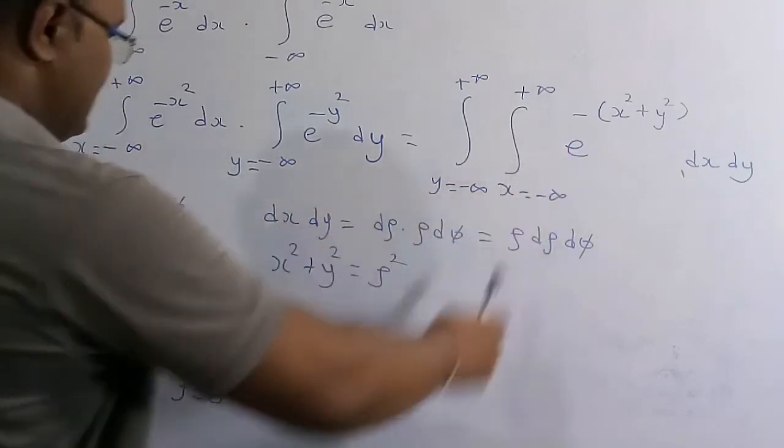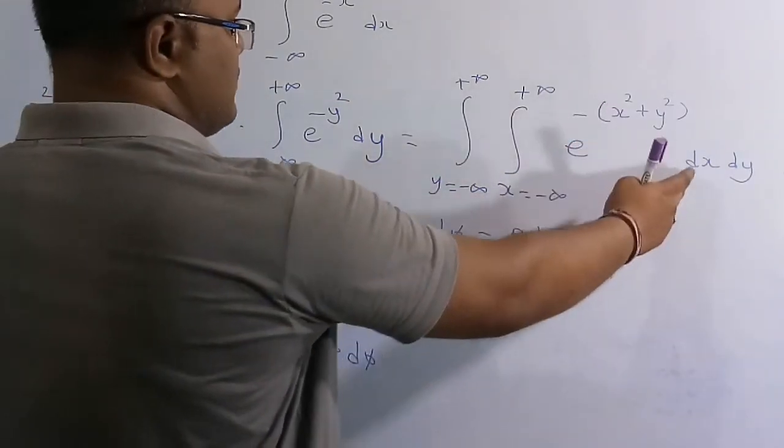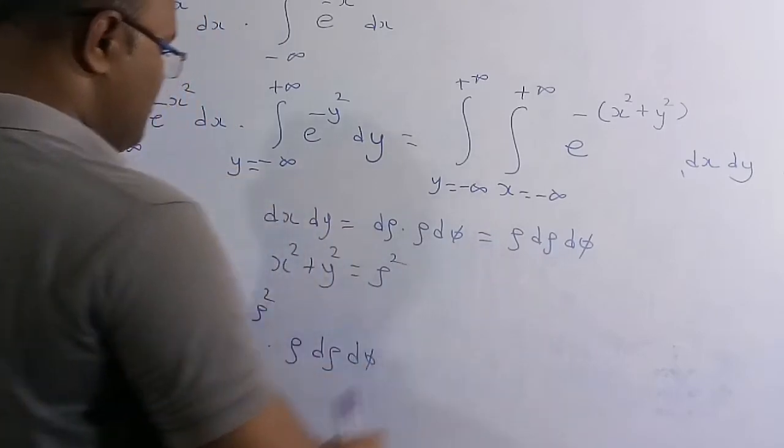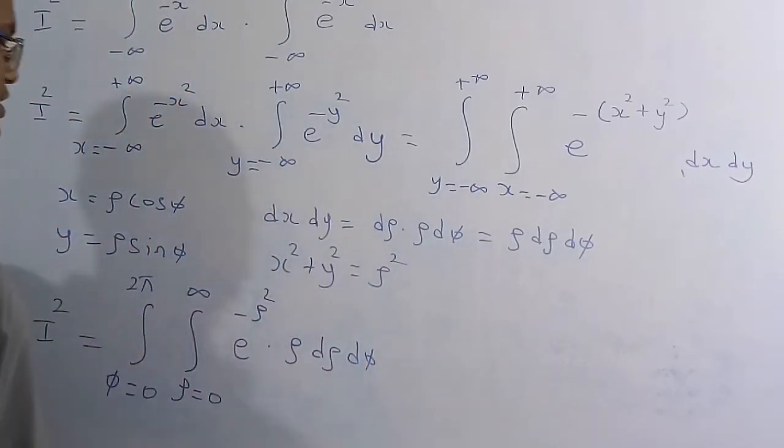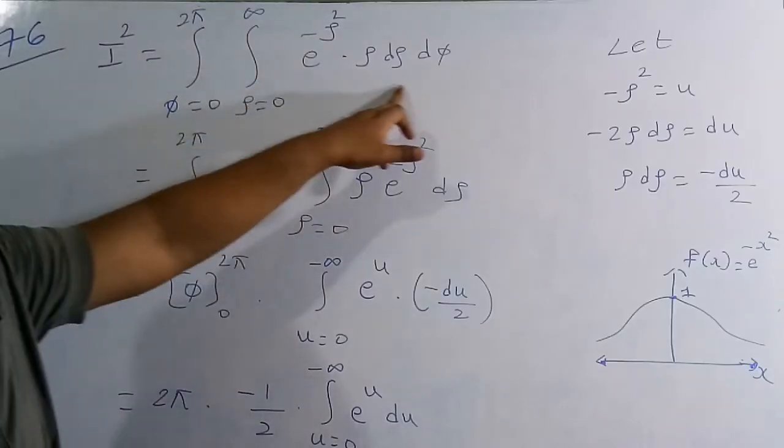So therefore here e to the power of minus rho square dx dy, replace this with rho into d rho into d phi. So now we have to do the simplification of this and figure out the value of I. So now we are going to simplify this expression.